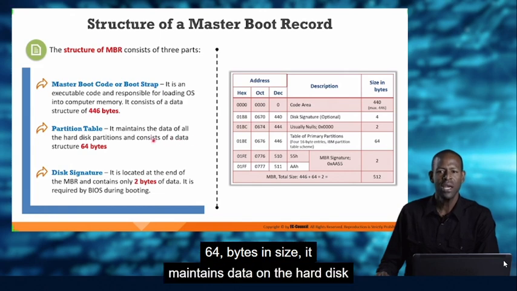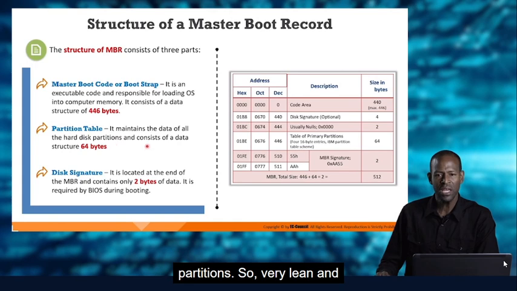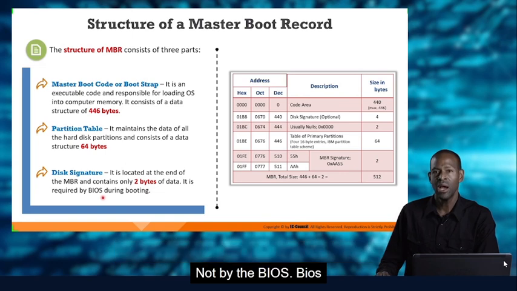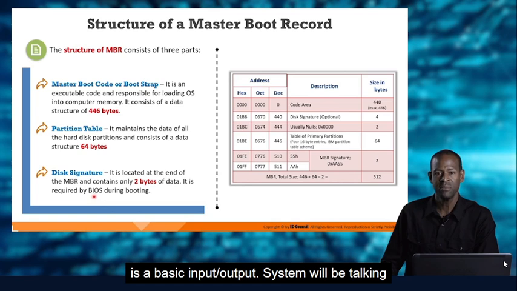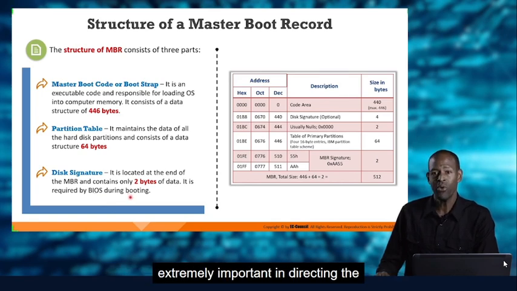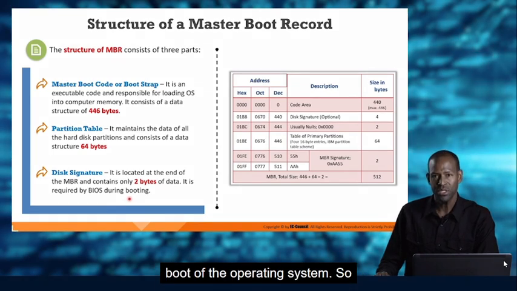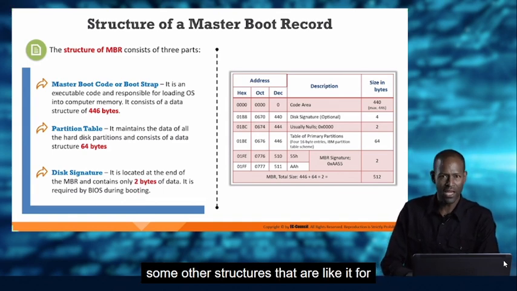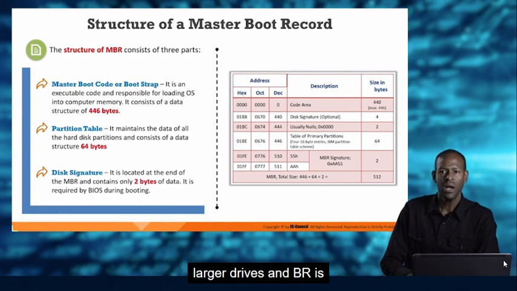So that partition table, as we see right here, that table of primary partitions, 64 bytes in size, it maintains data on the hard disk partitions, so very lean. And then the signature itself at the end of the MBR, it is needed not by the BIOS. BIOS is a basic input-output system. We'll be talking about that in a little while and how it's used, but it's extremely important in directing the boot of the operating system. So we see it's a very lean structure. We'll see some other structures that are like it for larger drives. MBR is really used for smaller drives, it's older.